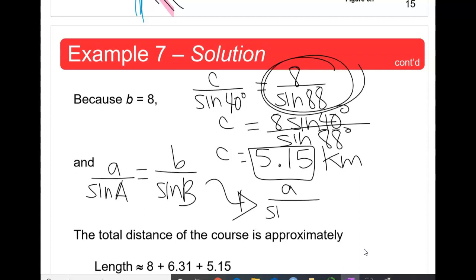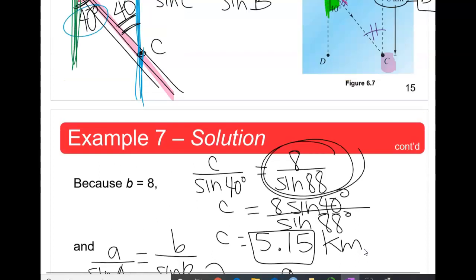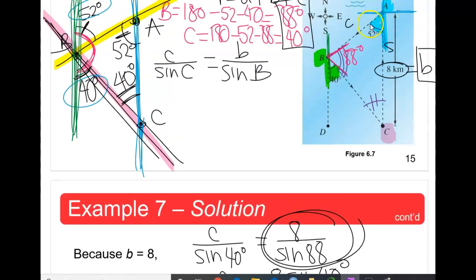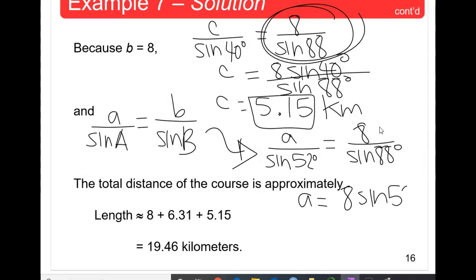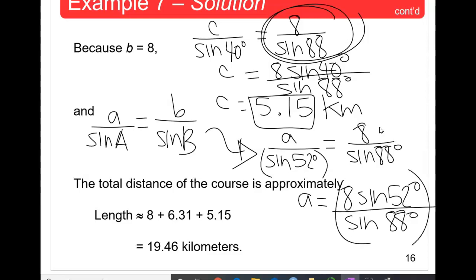So substitution for A, that's what we're looking for. Then sine of angle A, where I said angle A is here, is 52. And that is equal to 8 for lowercase b, sine of 88 for uppercase B. So then A is going to equal 8 times sine of 52. Remember, sine of 52 is dividing here, so on the right side it will be multiplying. So sine of 88. And if we enter this on the calculator, we will be getting 6.31.